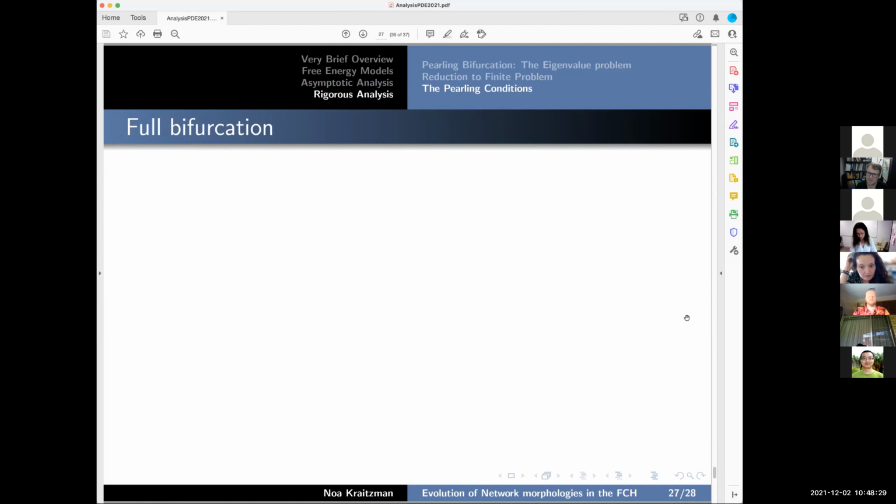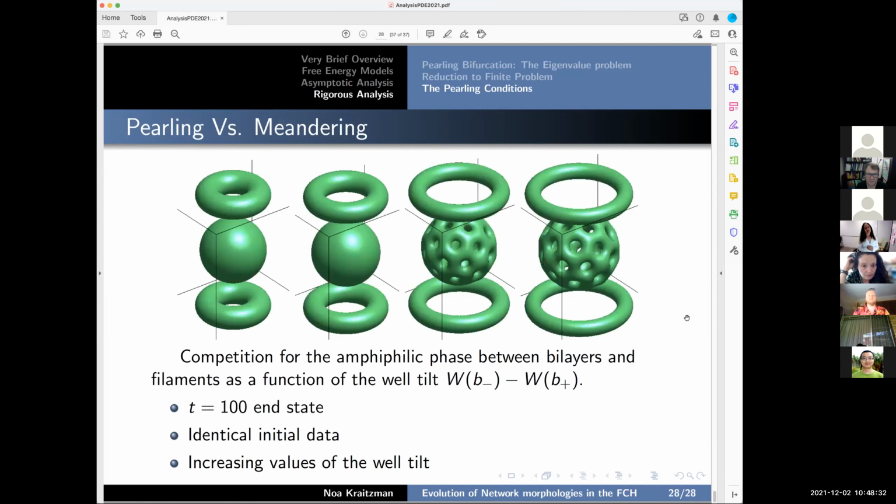One last nice thing is that we have this system. Again, we're looking at bilayers and filaments, only now, instead of just letting the system run, we change the tilt of the well. I'm using a tilted well potential. So we start with one bilayer and two filaments. You can see that in the second left, the filaments start to grow at the expense of the bilayer, but quickly enough, the bilayer will pearl and will create these bumps. So basically, we show that in these settings, the functionalized Cahn-Hilliard cannot support the coexistence of the two structures.